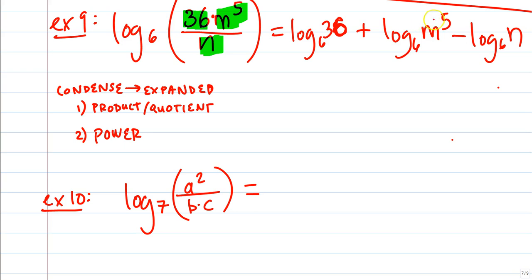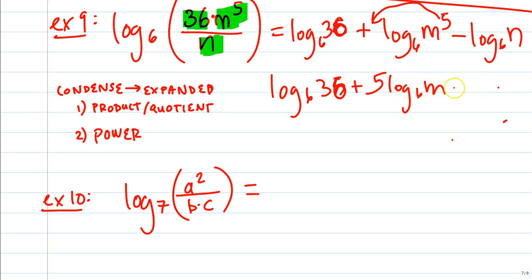Now the power rule says that 5 can come to the front. So to get full credit, I need to bring that 5 to the front. Minus log base 6 of n. And don't forget, you still have to not check out your brain. Log base 6 of 36, if you can read a logarithm, you know that that is 2, because 6 to the second power makes 36.